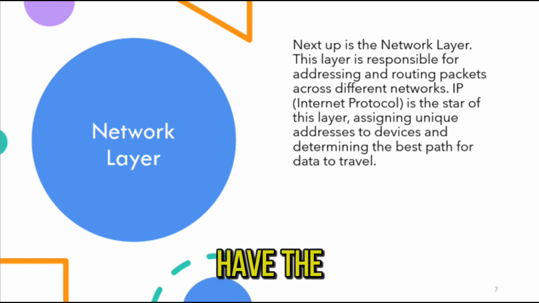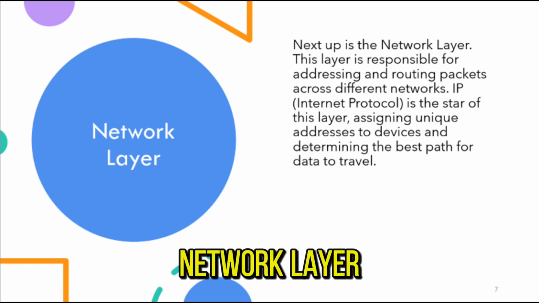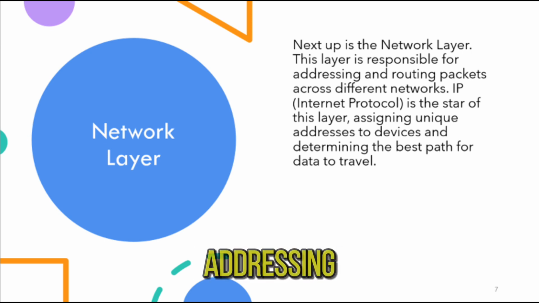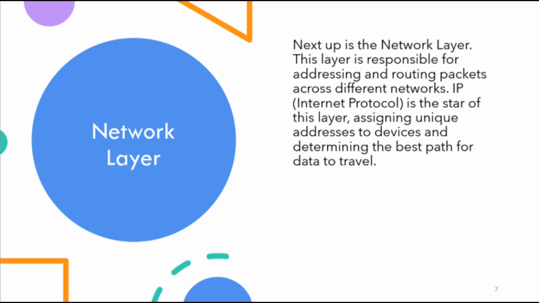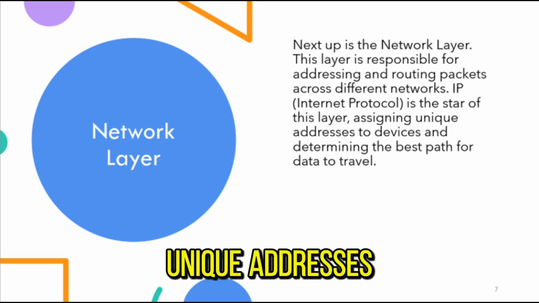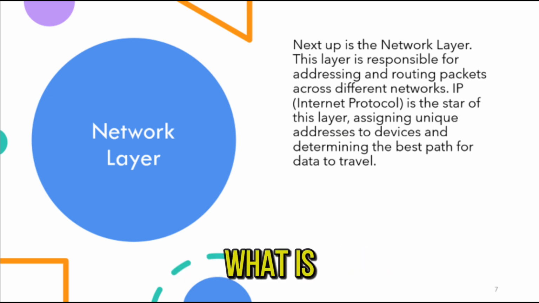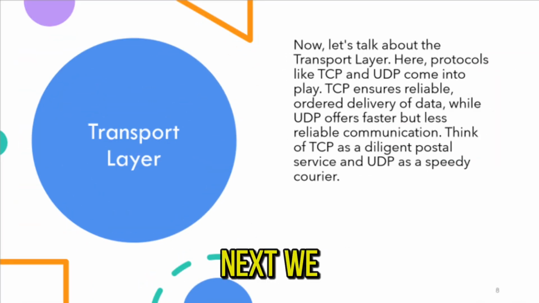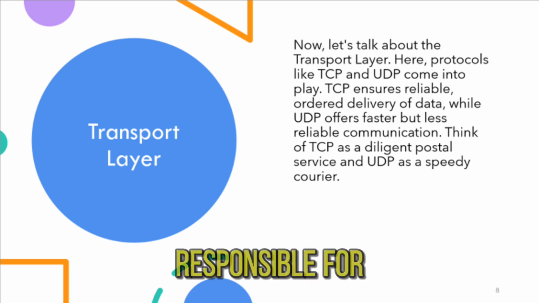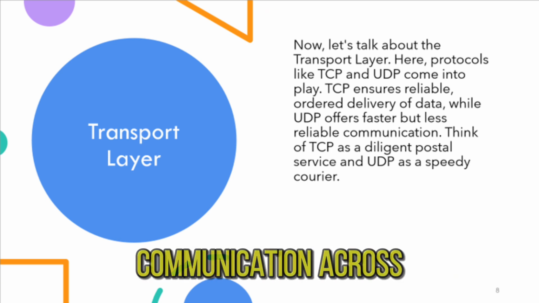So next up we have the internet layer or the network layer, and it's responsible for handling the addressing, routing and forwarding of data packets across the different networks. The main protocols for this layer are IP and ICMP, and what it does is assign unique addresses to each device and then figure out the best path to take to make sure the data arrives efficiently and reliably.